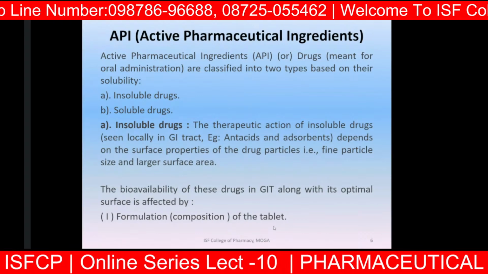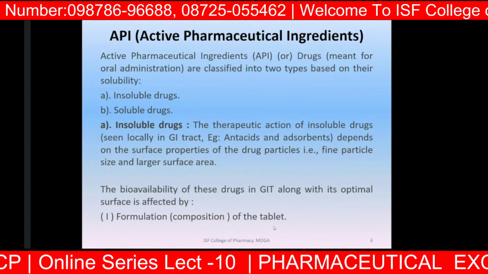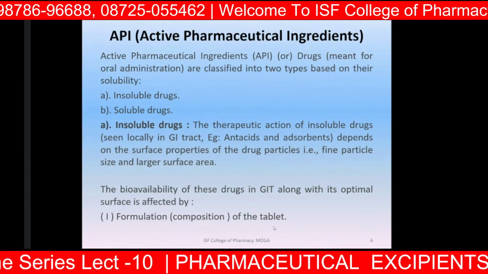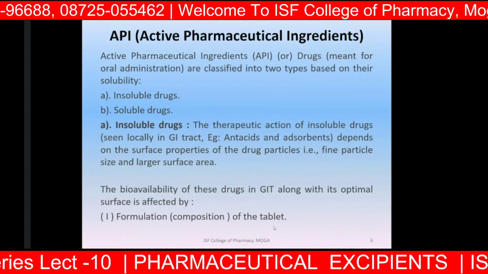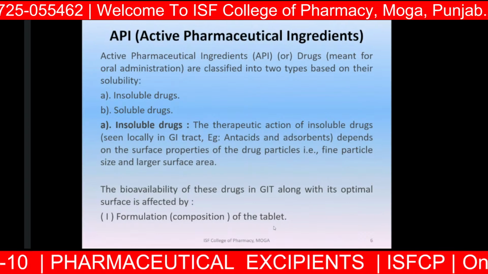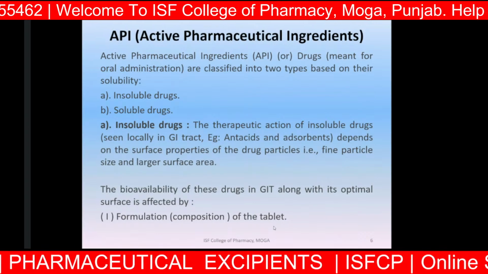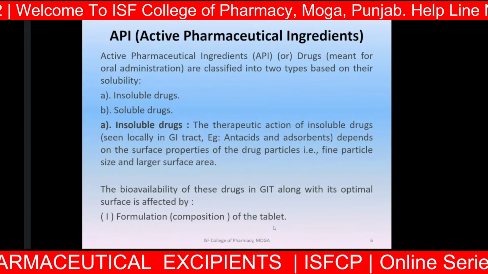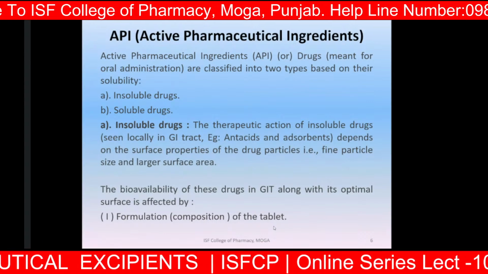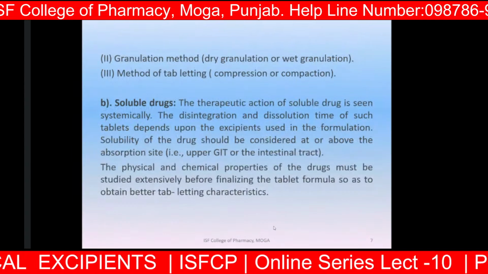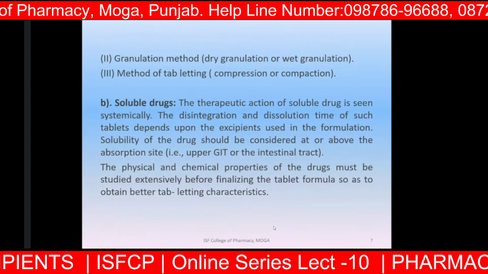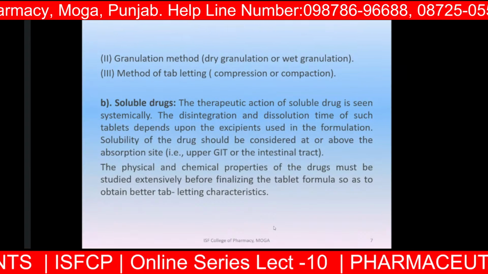The bioavailability of these drugs in the GI tract, along with its optimum surface, is affected by three different factors. First is the formulation of the tablet, meaning the composition of the whole tablet. Second is the granulation method, that is dry granulation or wet granulation, and third is the method of tap loading.